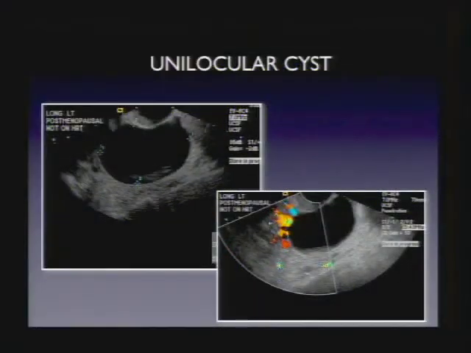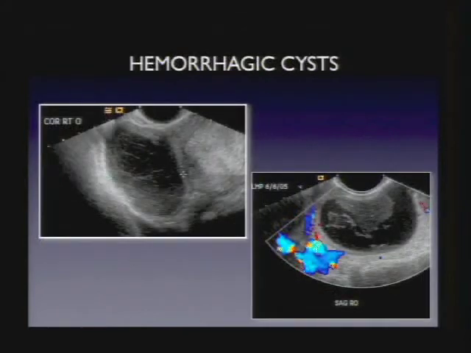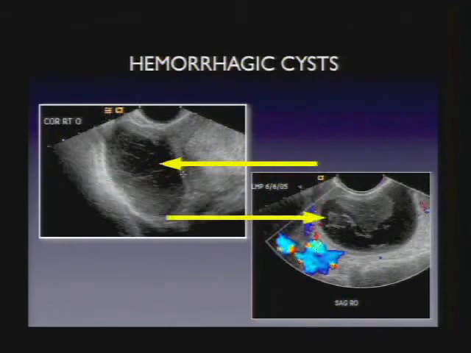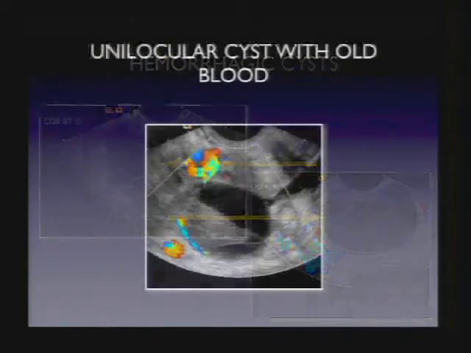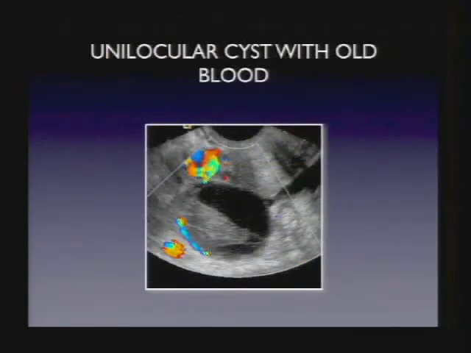So here are examples of a totally benign appearing unilocular cyst. Here are examples of complex cysts, which are also benign, such as hemorrhagic cysts. You see internal lace-like fibrinous bands, and they appear to be contracting rather than expanding. Having this kind of appearance, you're almost certain that this is a benign process and a hemorrhagic cyst. Here you can see an old hemorrhagic cyst, the retractile appearance of this hemorrhagic clot, and there is no flow in this.